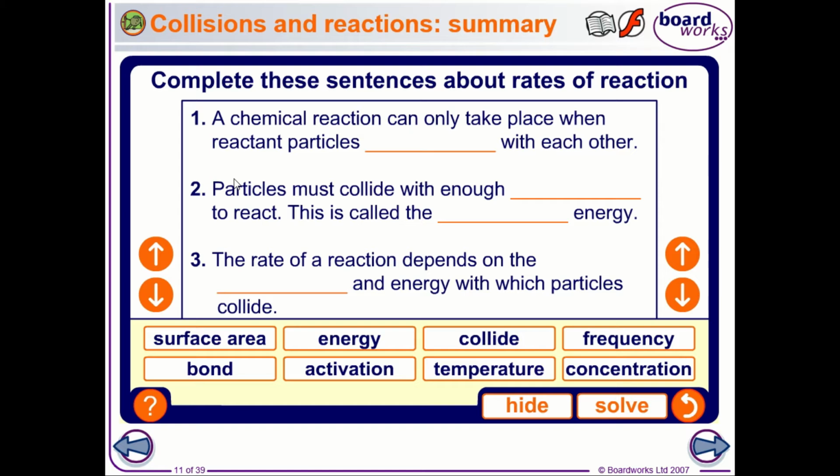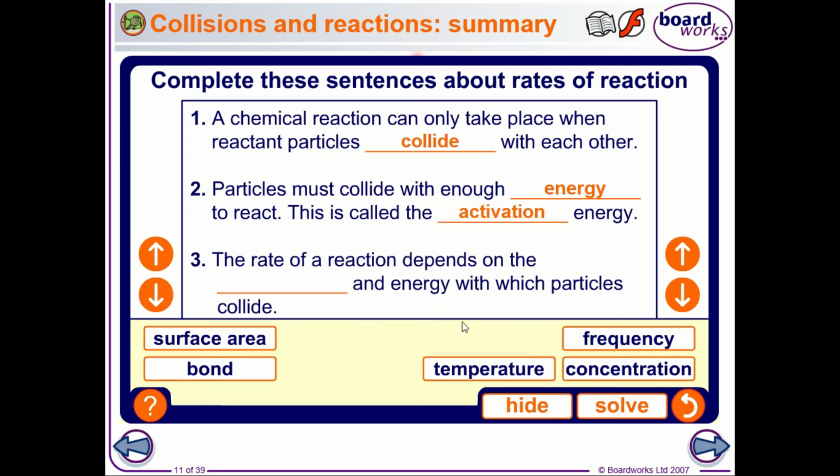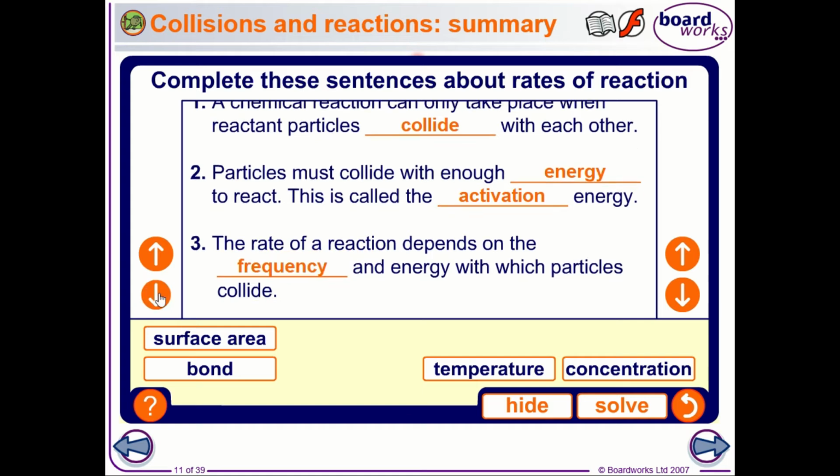So number one, a chemical reaction can only take place when reactant particles blank with each other. So this is collide. If we are going to click and drag, kapag tama, mag-stay dyan. Kapag mali, babalik uli dito sa mga choices. Particles must collide with enough energy to react. This is called the activation energy. The rate of a reaction depends on the blank and the energy with which particles collide. So dalawa yon, energy and frequency.